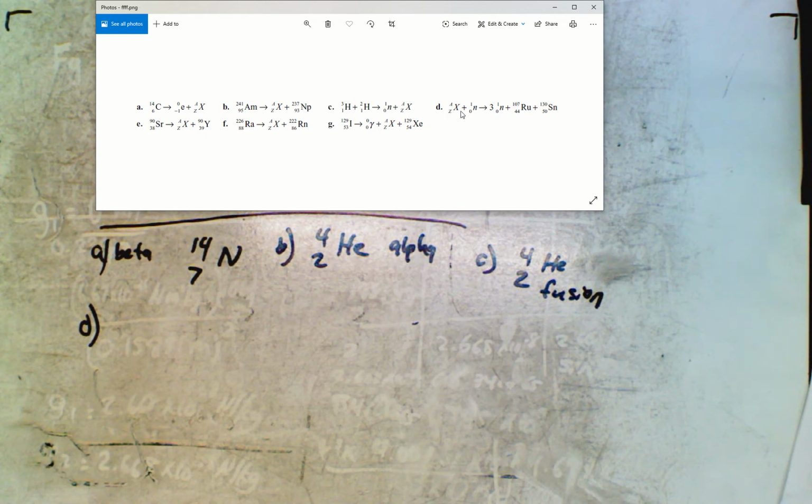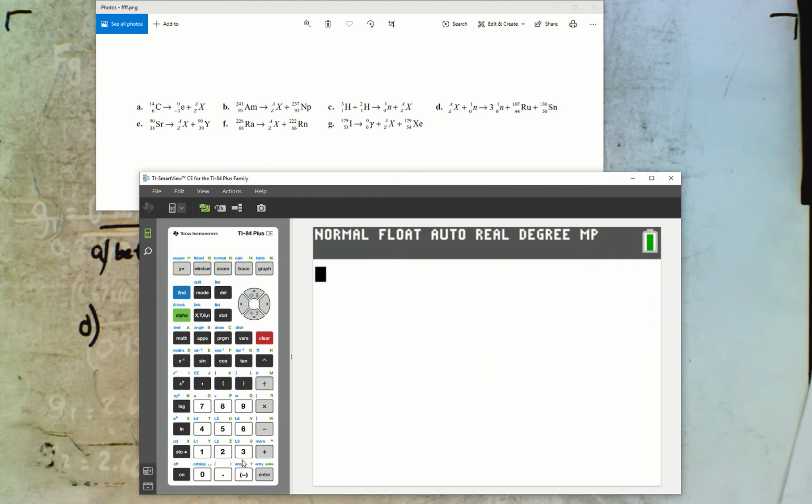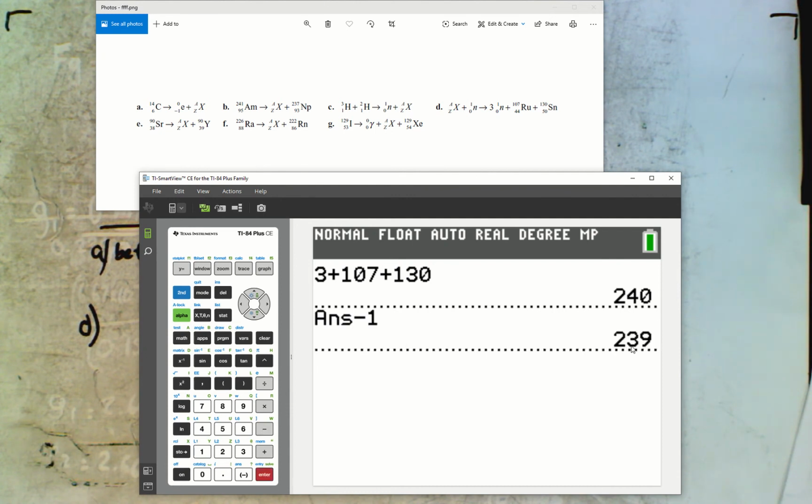For D, we're trying to find this. So what I'd have to do, and this one's a little bit trickier, is I want to make sure it adds up. So on top we have 3 times 1, so 3 neutrons, plus 107, plus 130. So I'm adding up all the stuff on this side, and there's already 1 neutron, so I'll subtract 1 neutron, which gives me 239. So that's got to be my top number, which is 239.